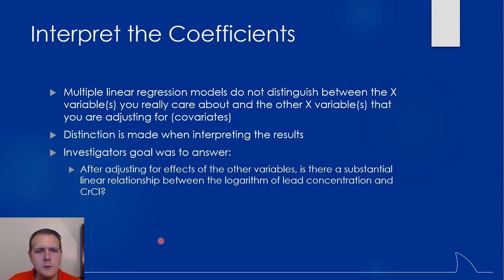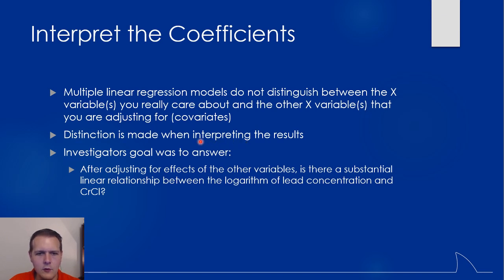So how do we interpret these coefficients? You're going to be looking at the multiple linear regression models to distinguish those x variables between the ones that I really care about and the ones I'm adjusting for. When you are adjusting for different independent variables, those are called covariates, when you're looking at one particular variable. It's important to make this distinction when we're looking at the actual data.